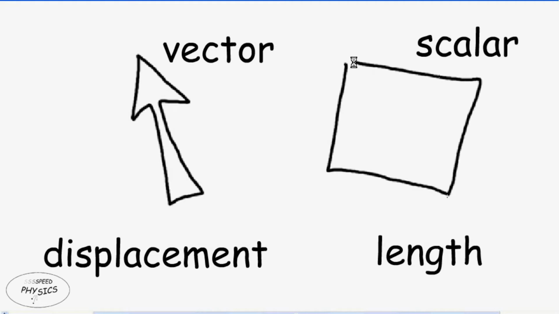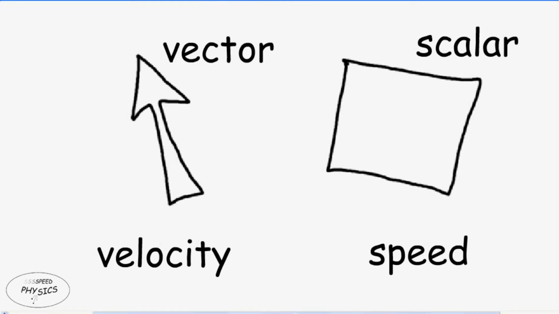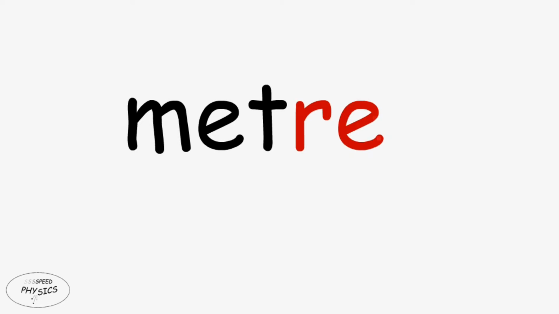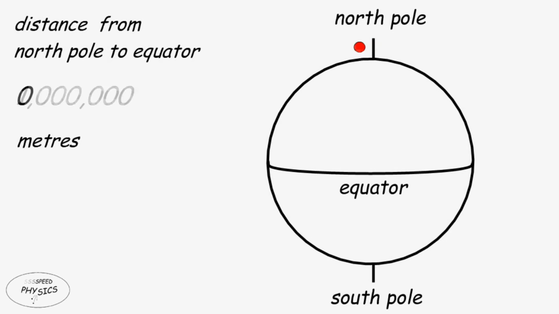More about vectors and their friends the scalars in another video. Today we'll just be talking about length and not dwelling on the direction part. The SI base unit of length is the metre, or spelled meter, M-E-T-E-R, in the USA. The metre was originally defined as 1/10 millionth, that's 10 to the power minus 7, of the distance between the North Pole and the equator.